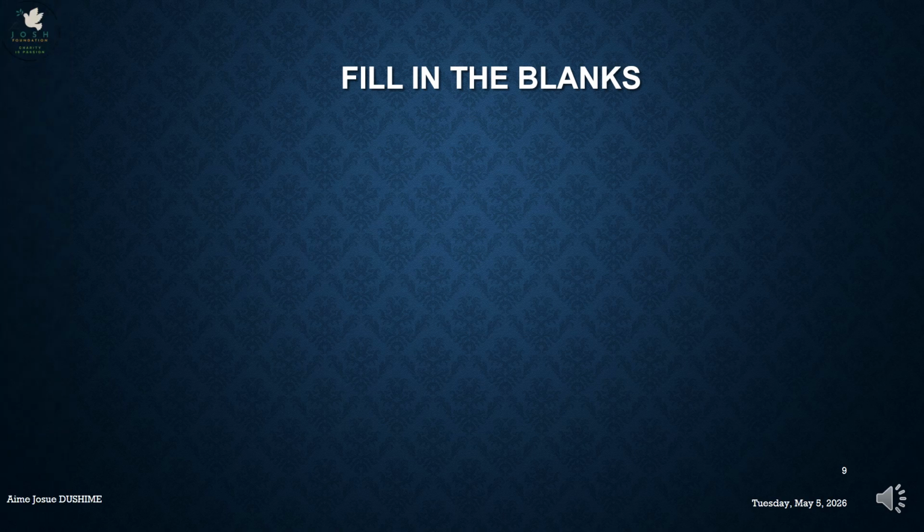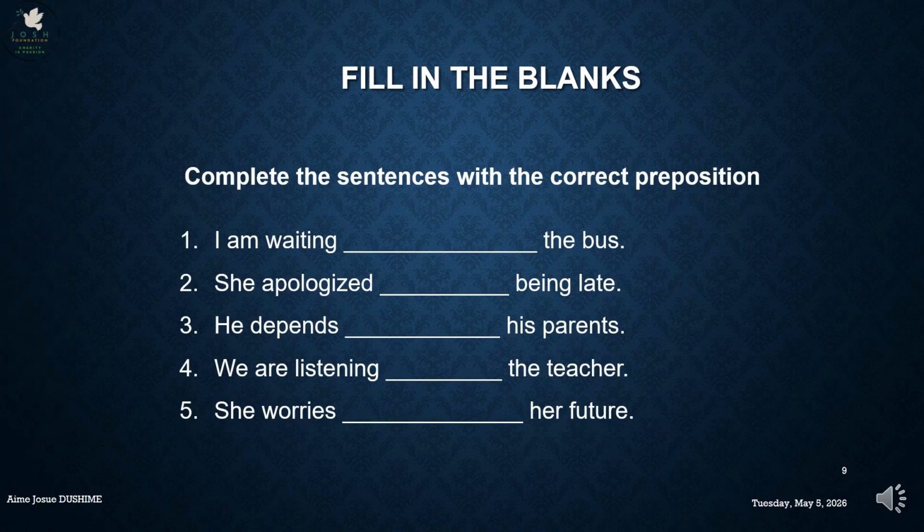Let's fill in the blanks here. You're going to complete with the correct preposition based on the verb that you have. I am waiting dash dash the bus. She apologized dash dash being late. He depends dash dash his parents. We are listening dash dash the teacher. She worries dash dash her future.